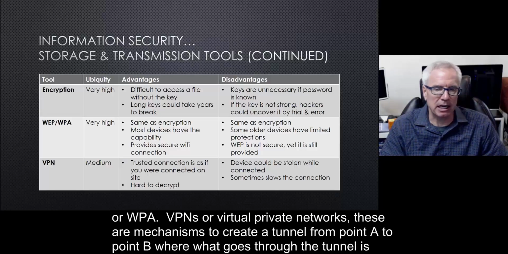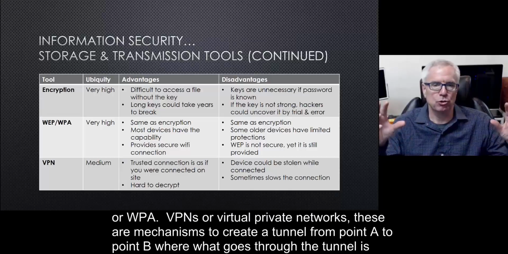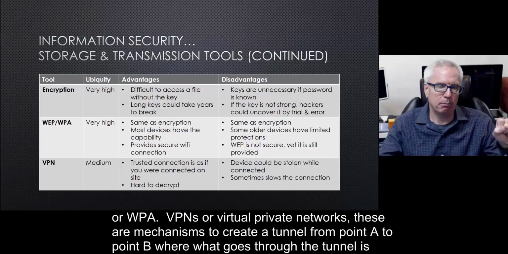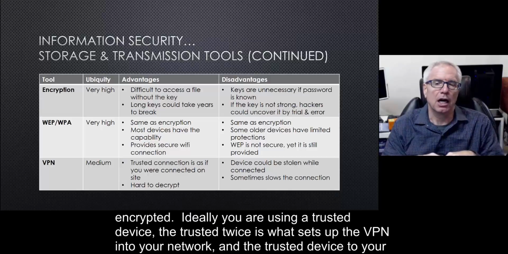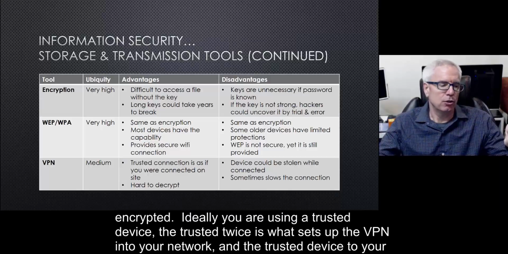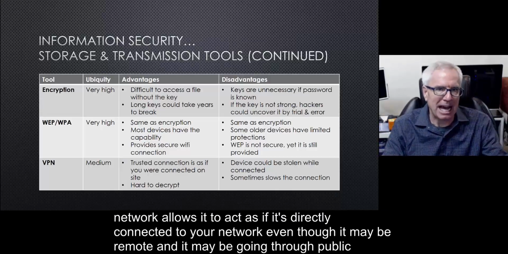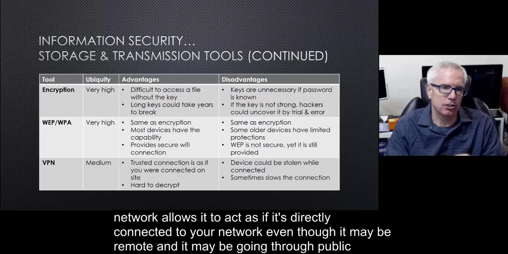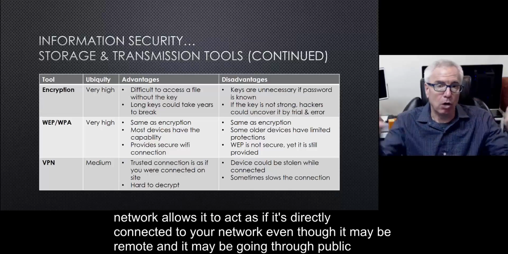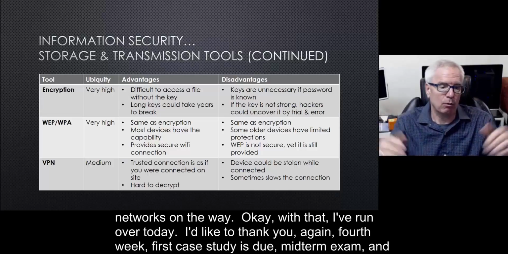VPNs are virtual private networks. These are mechanisms to create a tunnel from point A to point B where what goes through the tunnel is encrypted. Ideally, you are using a trusted device. The trusted device is what sets up the VPN into your network, and the trusted device to your network allows it to act as if it's directly connected to your network, even though it may be remote and it may be going through public networks on the way.